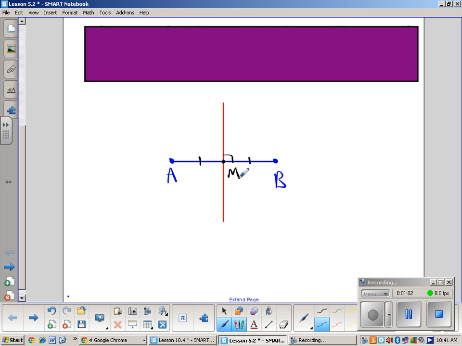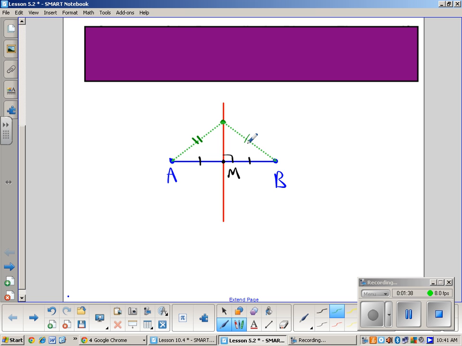So if that red line is a perpendicular bisector to the blue line, then it doesn't matter where you pick a point on the red line. If I pick this point right here, then the distance from that point to A and from that point to B will be equal. Doesn't matter which point you pick on that perpendicular bisector, it will be equal distance from each endpoint.